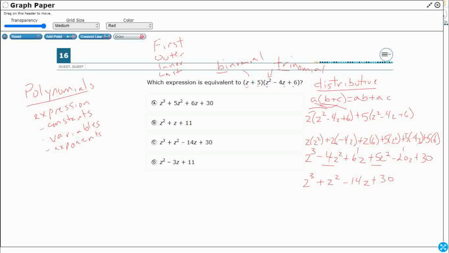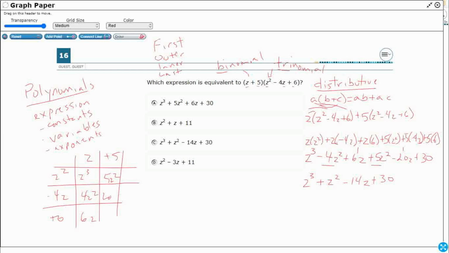Now, there is another method we could use, the box method, right? So what we could do is we can take your z plus 5, we can take your z squared minus 4z, and then you could take your plus 6, and you can kind of set it up like this and multiply each of these terms by each other in each of those boxes. You'd end up getting the same answer if you multiplied like that, be your z cubed, 4z squared, 6z, 5z squared, 20z, and then 30, and just add your like terms, boom, and then boom. But either way, we're going to get our same answer here of C.